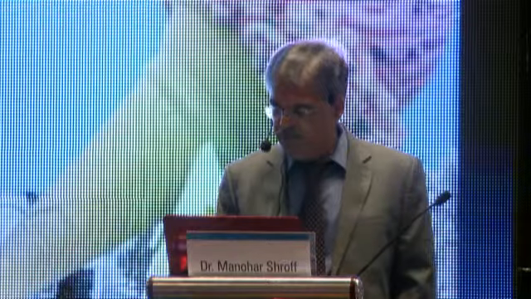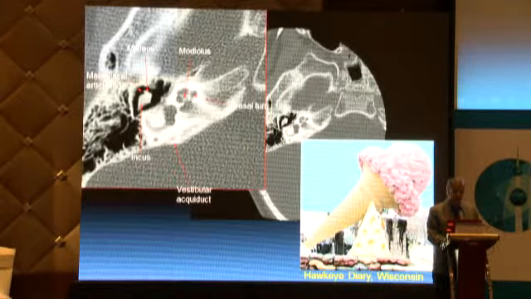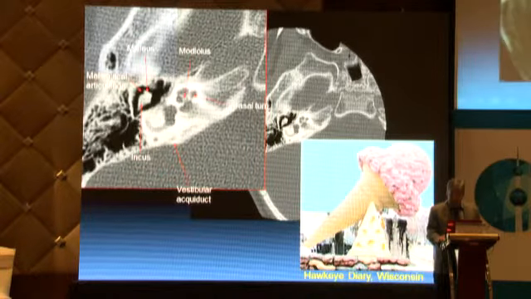I'm showing you this ice cream cone for a reason. The ossicles together, this is more for the trainees. This is the ice cream, and this is the cone. It is known as the ice cream cone sign for normal appearance of the middle ear ossicles.